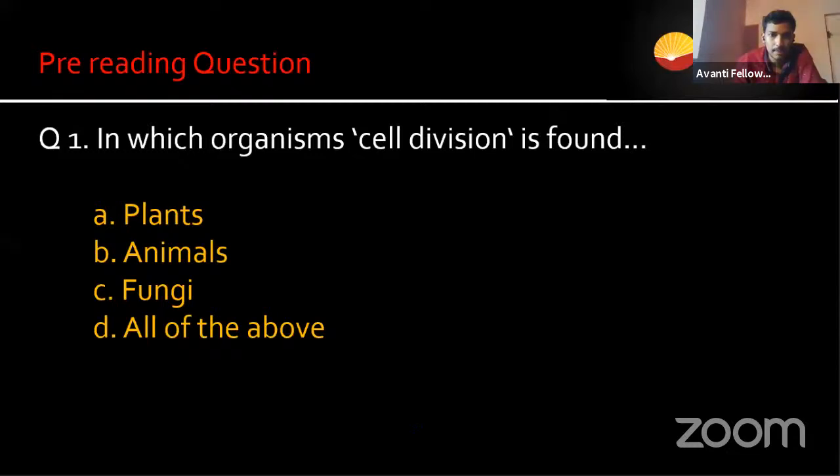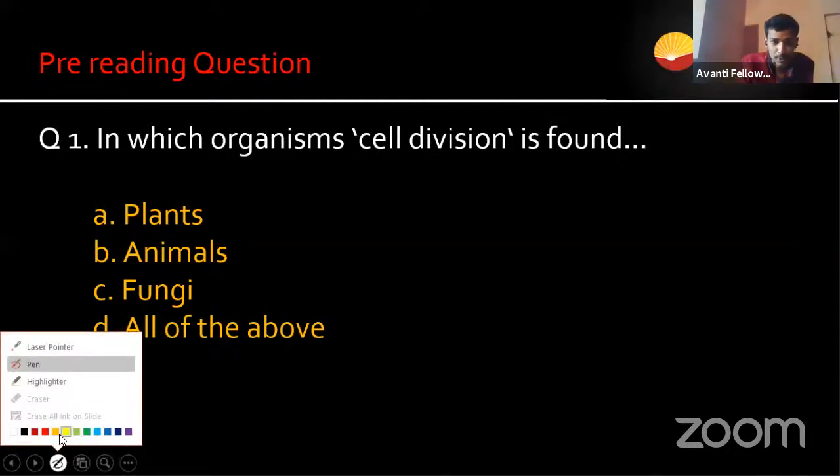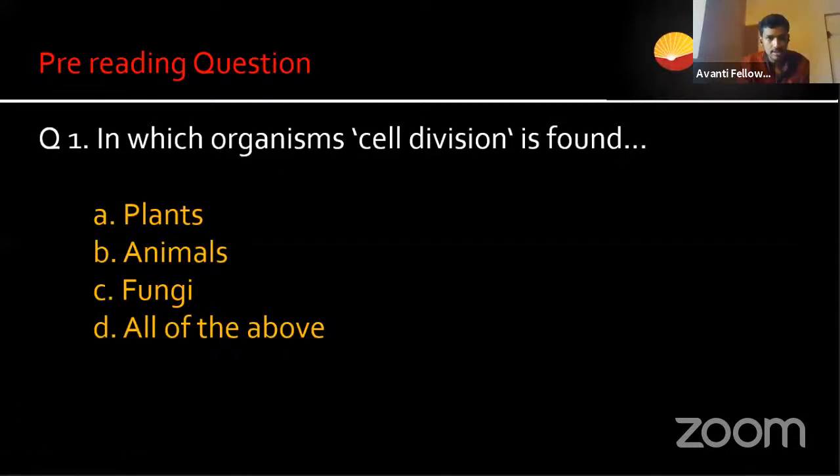I'm ending the poll. Still a lot of people have to answer, but time is over and I can't do anything. So I'm ending the poll and sharing the results. 5% chose option A, 8% B, 10% C, and 77% D. Exactly. And on YouTube, everyone chose option D only. So we'll discuss this. They're asking where you can find cell division.